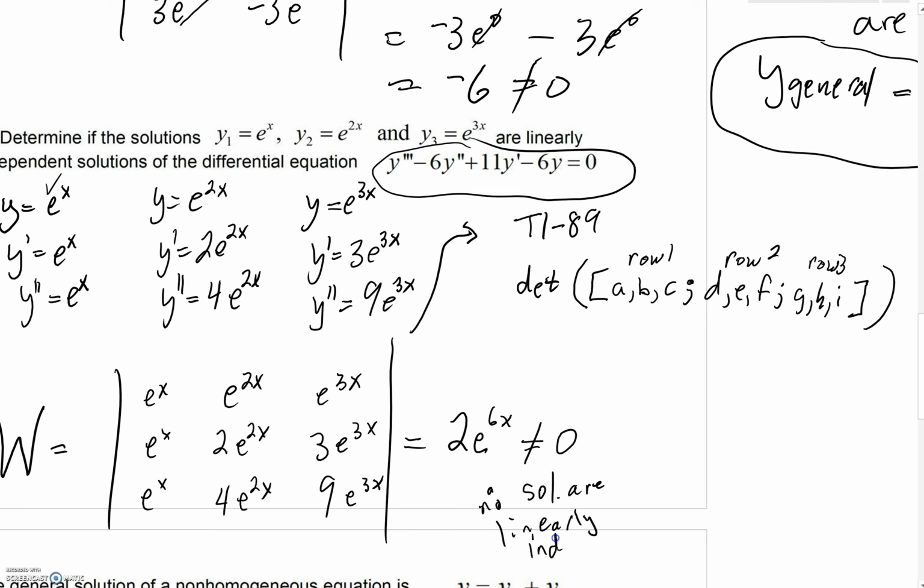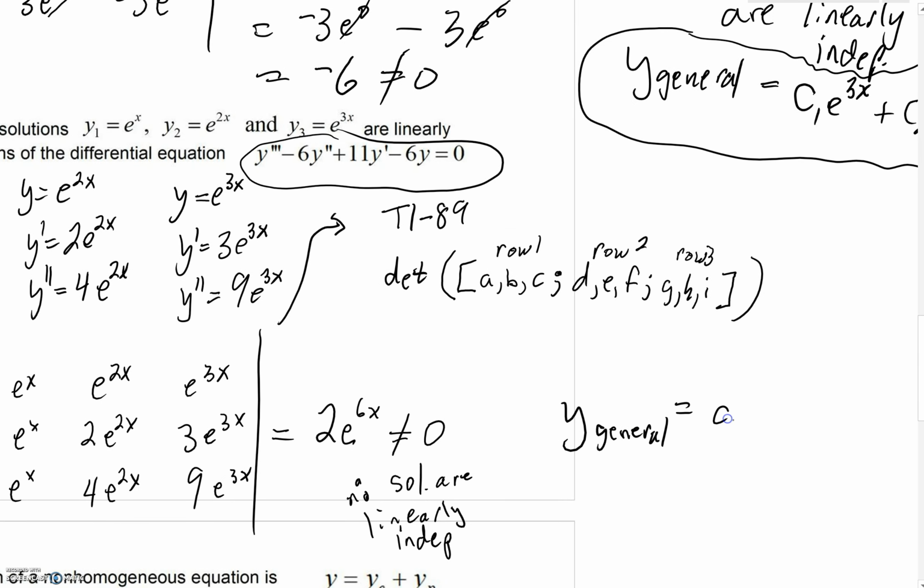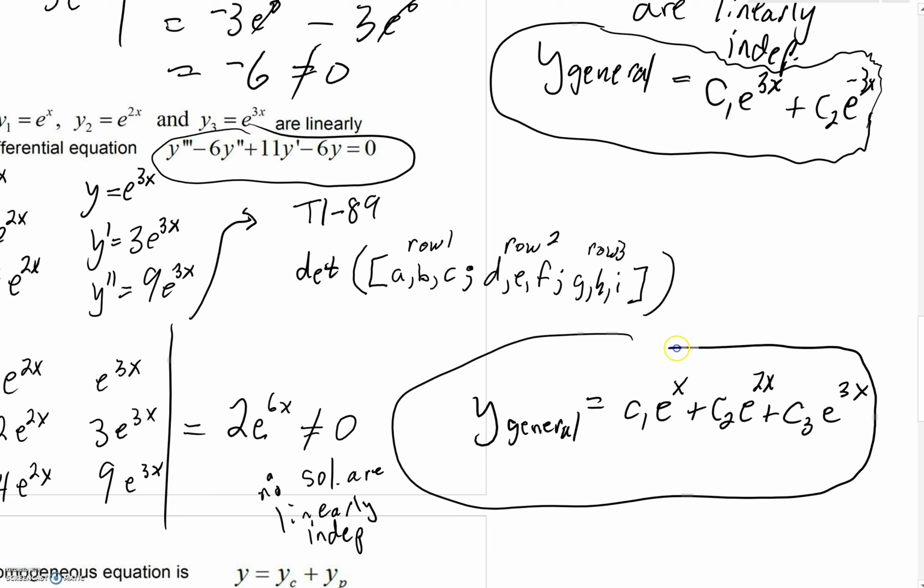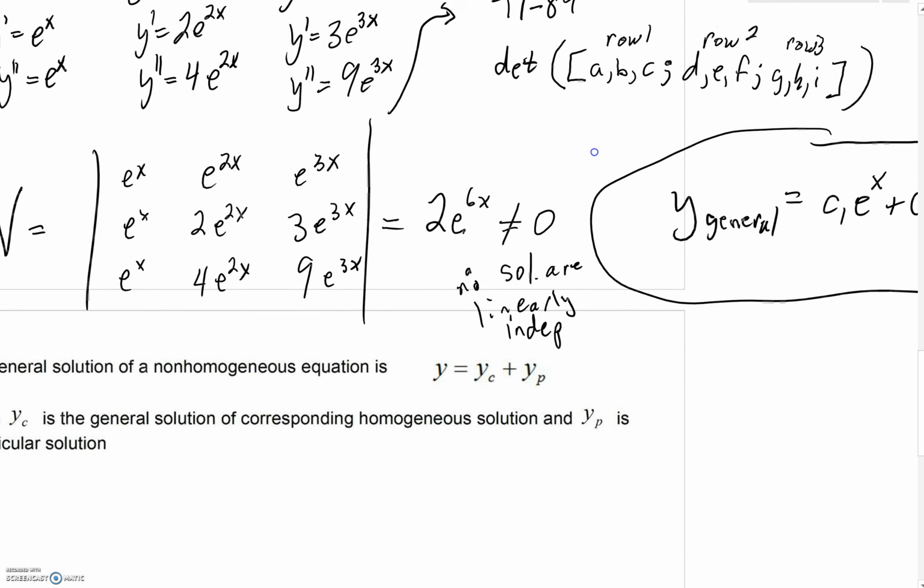More to the point, we could talk about a general solution here. We saw that we had 3 different answers, but look at this. We can combine these with these constants and also have a solution. For example, if I chose C1, C2, and C3 to be 1, e to the x plus e to the 2x plus e to the 3x would also solve this differential equation. Pretty cool. Now, this is homogeneous differential equations.